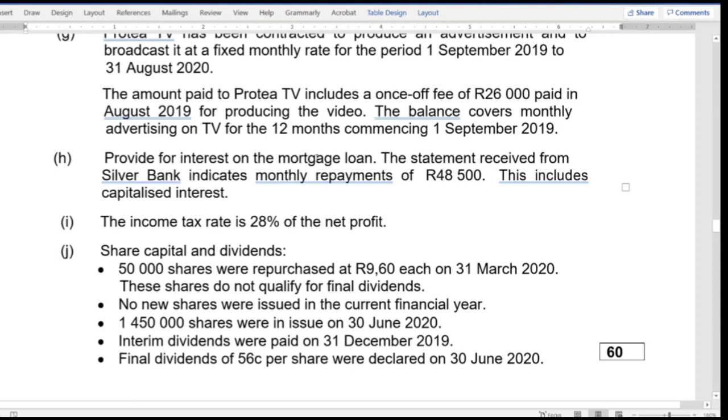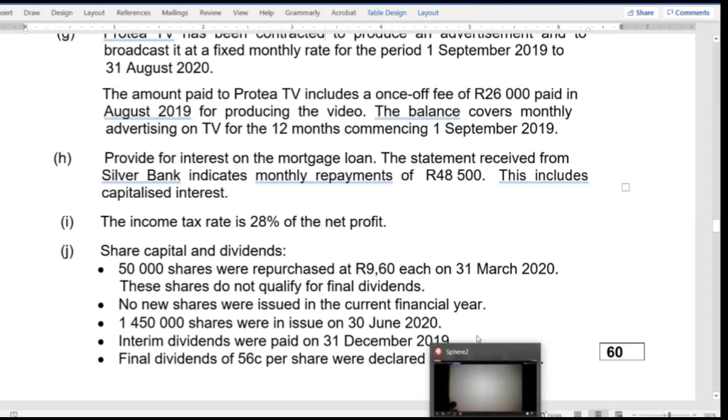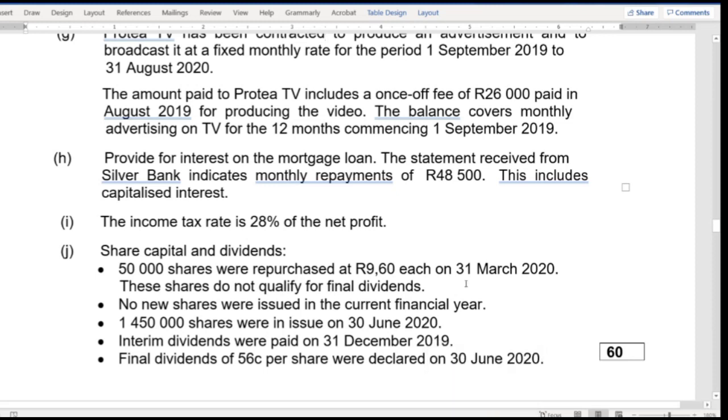Provide for interest on the mortgage loan. The statement received from Silver Bank indicates monthly payments of 48,500. This includes interest capitalized. Now, what I'm going to show you, learners, applies to my calculation for interest in my cash flow, and it also applies to my repayment in my balance sheet. So the formula I'm going to show you now is important. My objective for these lessons is to show you quick ways to calculate certain things.